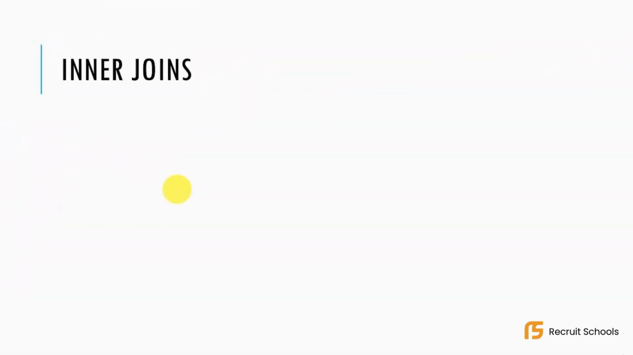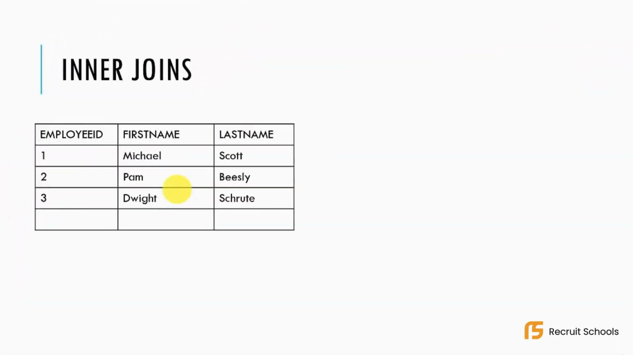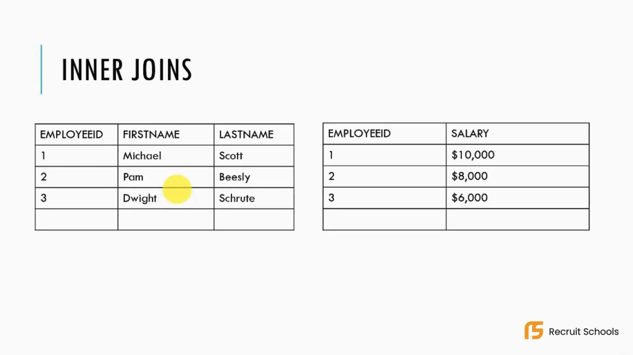Okay, inner join. Let's assume you have a table which is pretty simple. You have an employee ID column, the first name and the last name. Pretty simple table. But you have a second table which just stores the salary of employees, right? So it has an employee ID and a salary. Now, what if I asked you, give me all the employees, their first name, last name, and the salary?